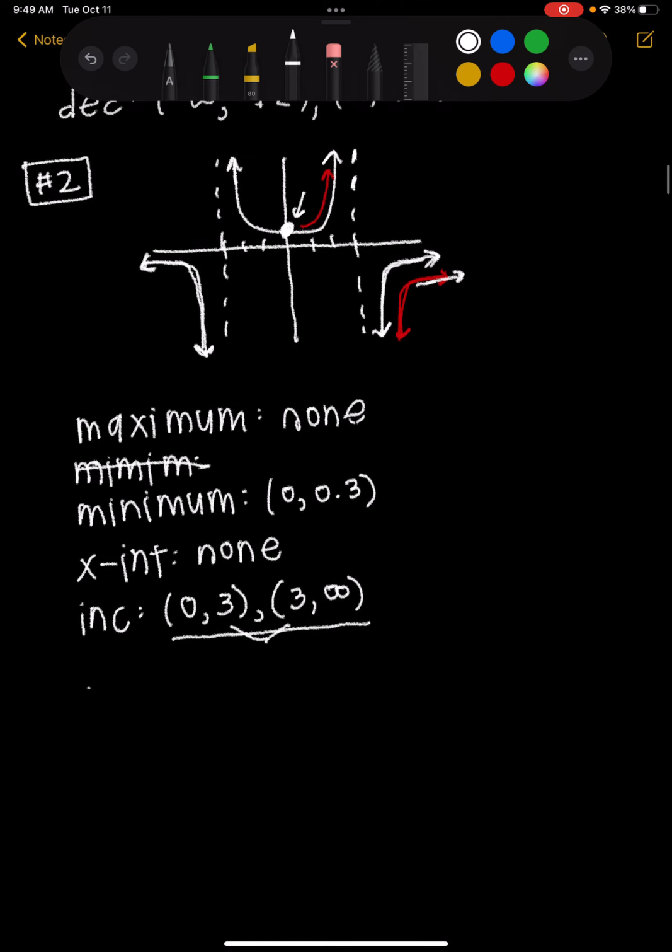Our decreasing is going to look super similar to that, because it's decreasing on the very left side, and then it's also decreasing on the left side of that middle chunk. So when we write it out, we're going to say it's decreasing from negative infinity to negative 3, because that asymptote on the left is at negative 3. And then it's also decreasing from negative 3 to 0, because that chunk is part of the middle section of the graph. And once again, we can't just write it all together because of that asymptote. It's split up, it's not continuous, and so we have to split up the decreasing intervals.